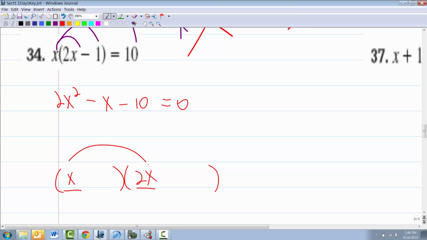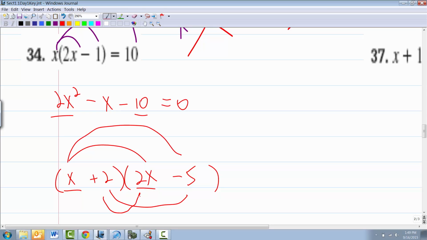Now, who knows the second set of parentheses? Or the second parts? Go ahead. Plus 2, and then what? Why is that a good possibility? Because what's 2 times negative 5? So we've got the first and the last covering the first and last. The only thing we have to worry about is the middle. What's negative 5x plus 4x? Negative x. Is that the middle term that we're looking for? Now, we're not foiling, we're checking. We're actually solving.